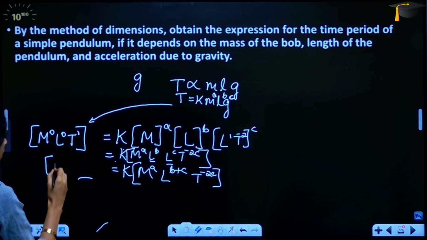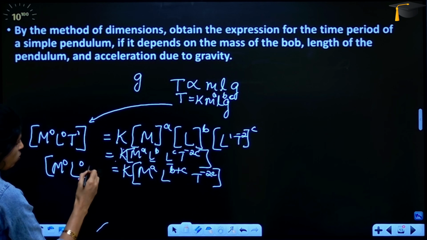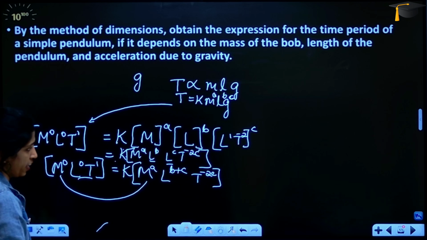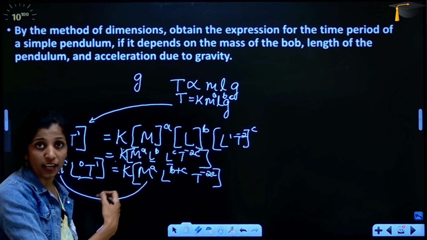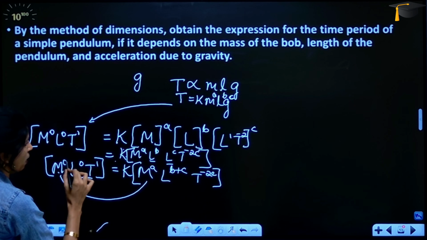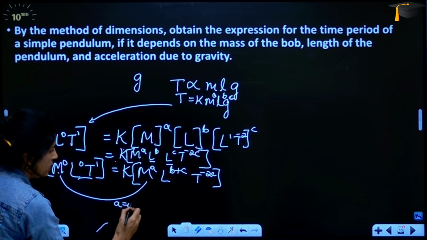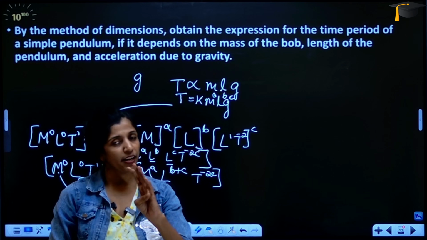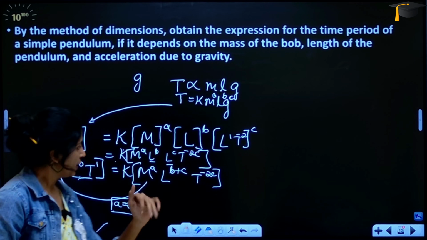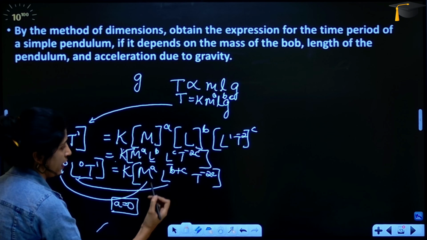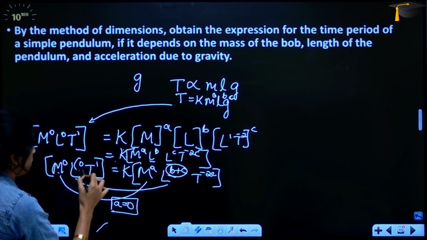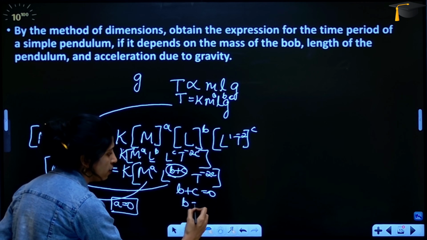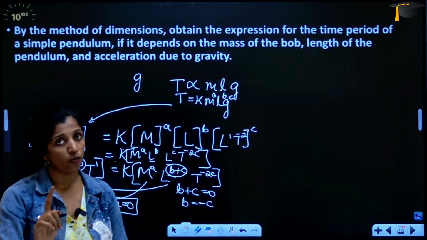Now it's time to compare. M power 0, L power 0, T power 1. First compare only M with M. When I compare M and M from LHS and RHS, you observe that the power a will be equal to 0, students. So finally we found a. What we are doing here is finding a, b, c. Next, I'll compare L with L. The powers b plus c will be equal to 0. If b plus c equals 0, then I can take b equals minus c. But still I have not found the values of b and c.